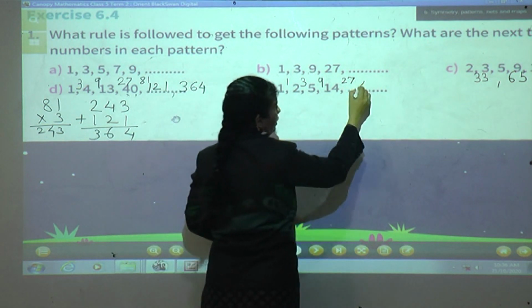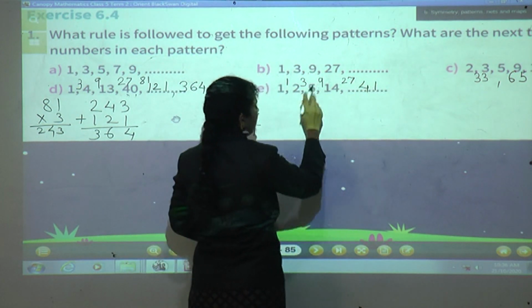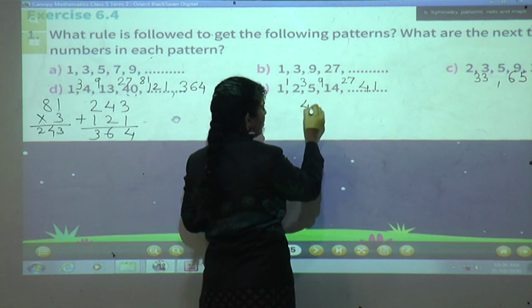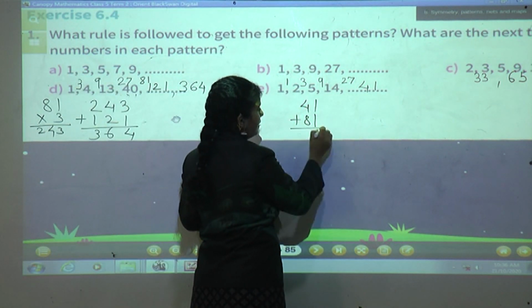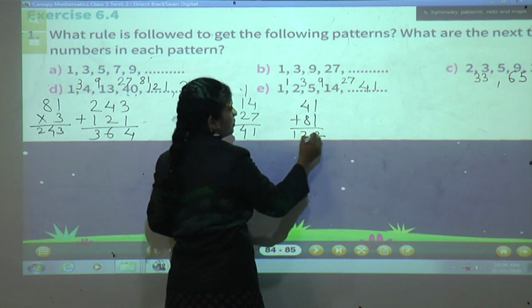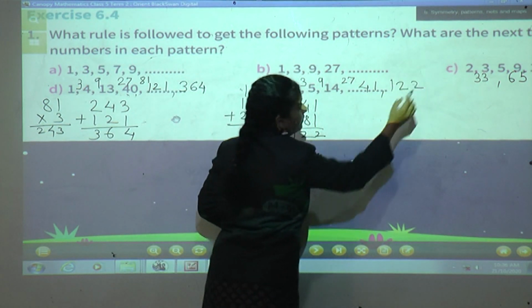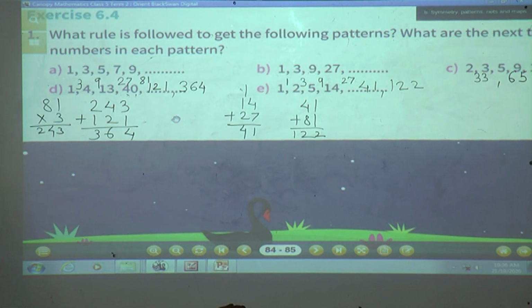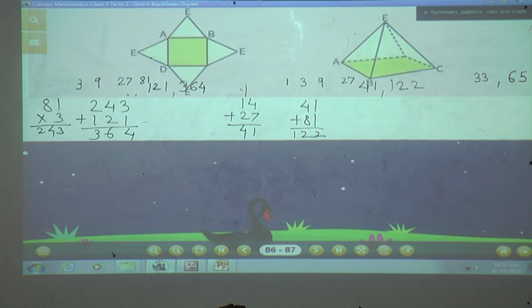Here 41 will come. Now again multiply 27 by 3, it will come 81. So just add 41 and 81. So the answer is 122. So students, in this way we can solve the patterns also. There will be different patterns at the examples every time. So students, our question number 2 we will see page number 86.